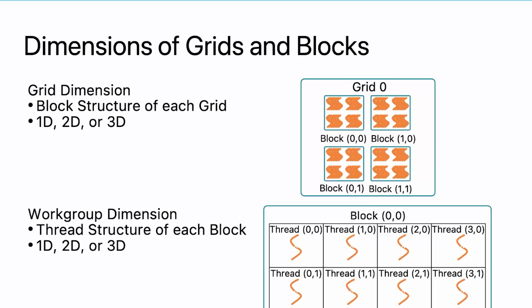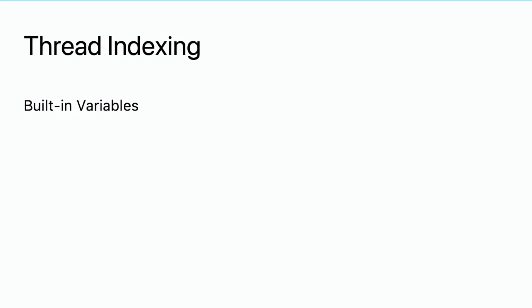In the same example, let's consider the block 00. Each block is composed of 4 by 2 threads, with 4 threads in the x direction and 2 threads in the y direction, giving us a total of 8 threads per block. We have a total of 32 threads in the grid in this specific example. In other words, when we launch this kernel corresponding to this grid, there are a total of 32 threads that will execute on the GPU concurrently. Threads need to know their indexes to perform actions accordingly.